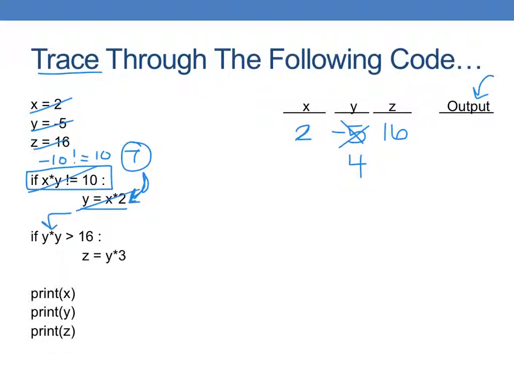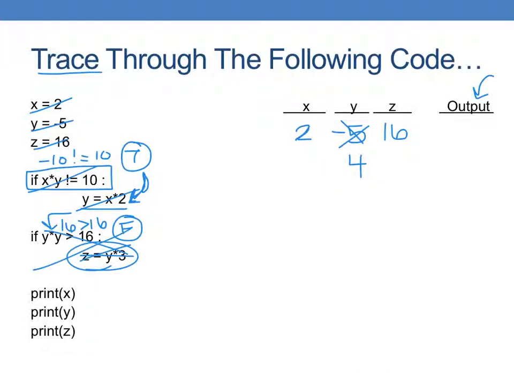And it says, if Y times Y is greater than 16. Well, here I know that Y times Y is 16. So this is saying 16 is greater than 16. And I know that this is a false statement. So that's telling me that this conditional is not going to run at all. So Z, this line of code, never runs because this statement is false.